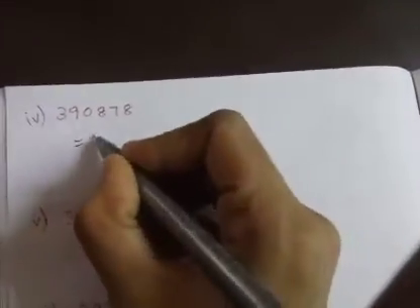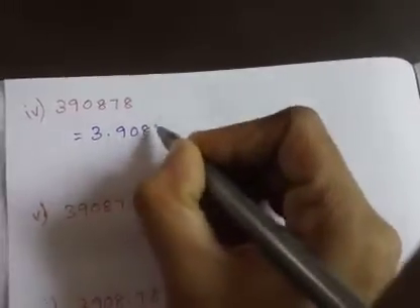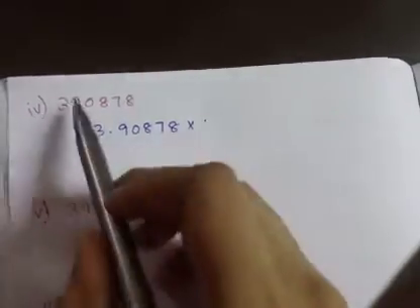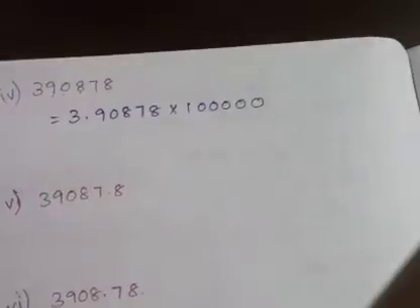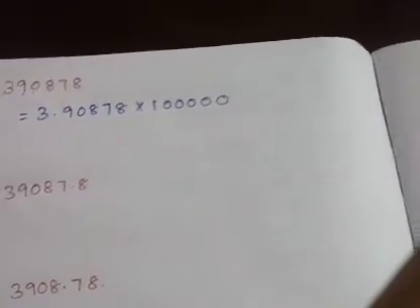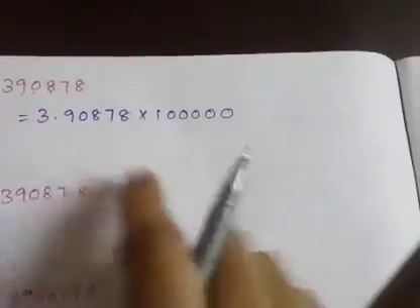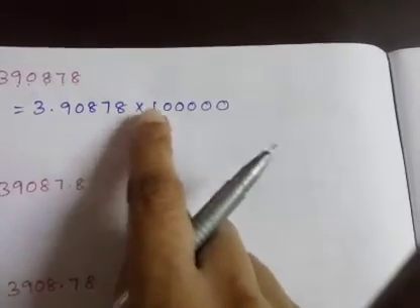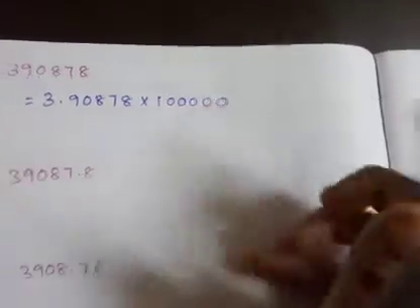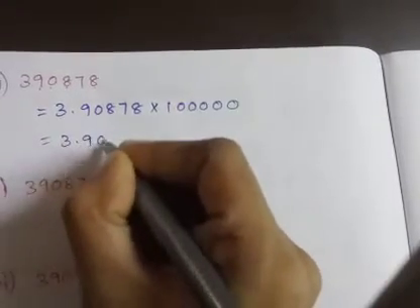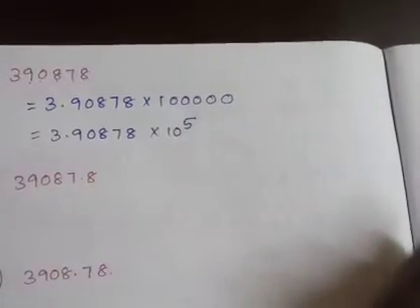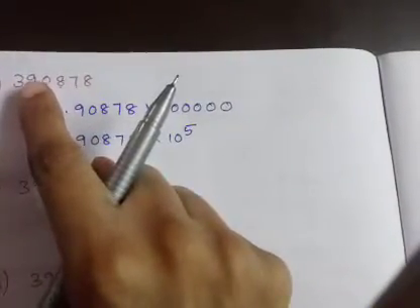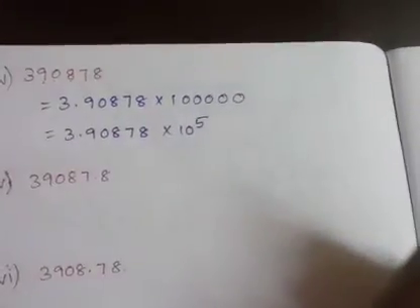Next, fifth problem. How will you write? 3.90878 into, how many zeros are there? 1 2 3 4 5. 3.90878 into 1000000. So how will we write? 3.90878 into 10 power 5. Yes, because how many digits are there after the decimal point? 1 2 3 4 5. Yes.